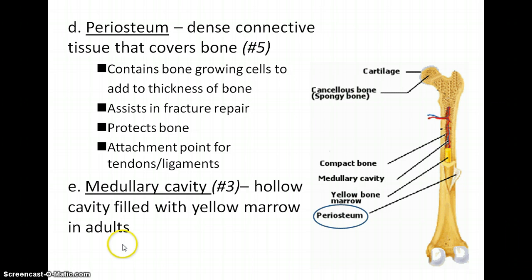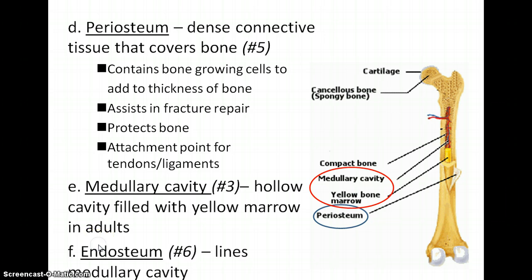The next structure on our diagram, number 3, is the medullary cavity, and it's shown right there. Medullary, referring to middle, is a hollow cavity in the middle of the long bone. In adults, the medullary cavity is going to be filled with yellow bone marrow, and you can see that in the picture. The final structure here is the endosteum.